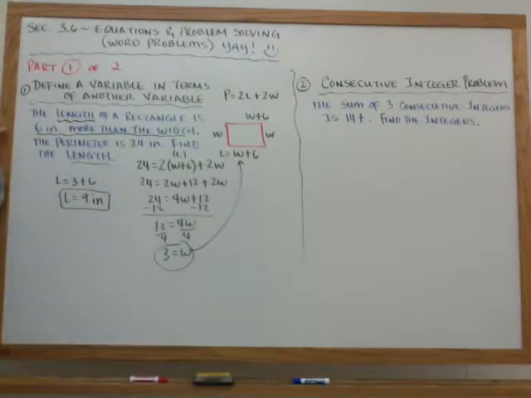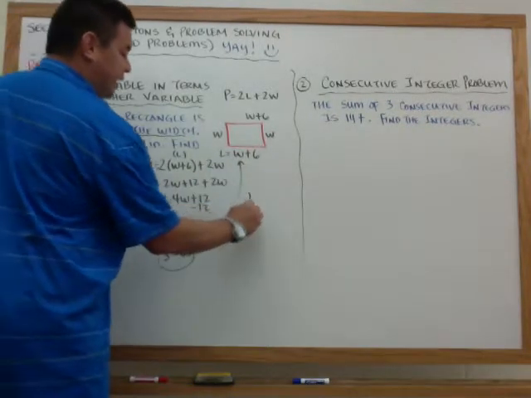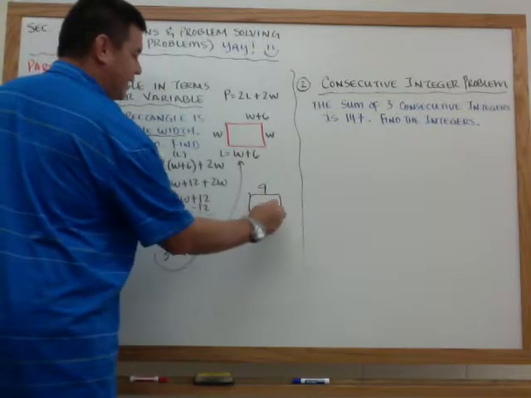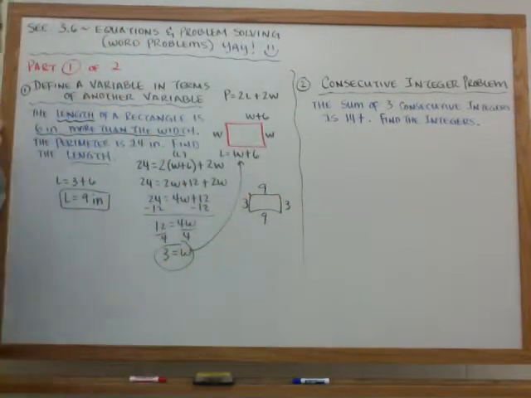And if we put the rectangle and we add it up, we put 9, 9, 3, 3, and we add that up, it should equal 24, and it does. So that's a quick check on that. But that's how you do that.